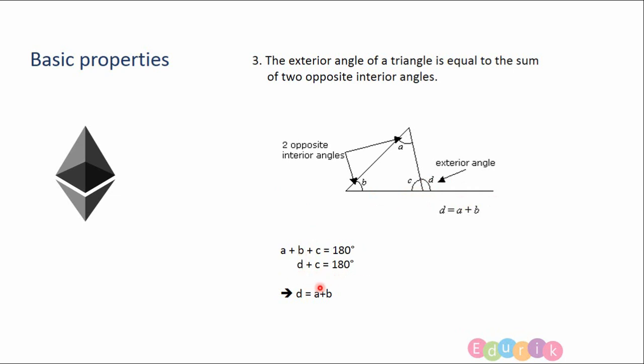So you can directly observe from here that D will be equal to A plus B. This is what the property says, that the exterior angle will be equal to the sum of two opposite interior angles.